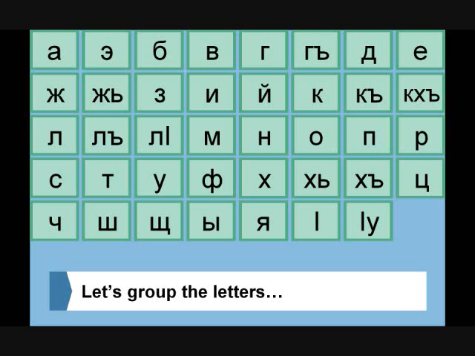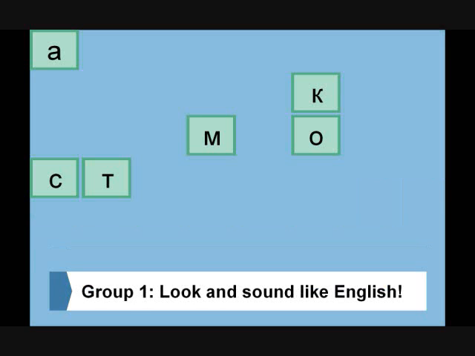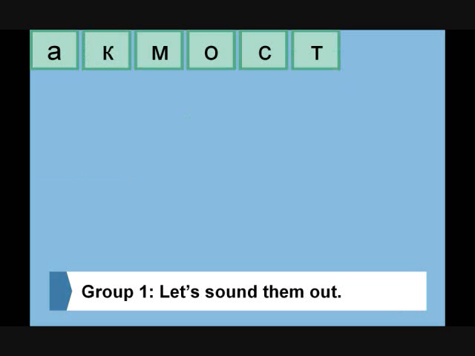Now let's start to make things interesting and begin to group the letters. Group 1 is comprised of letters that look and sound just like their counterparts in English. Again, these letters look and sound identical to their English equivalents. Let's sound them out one by one.